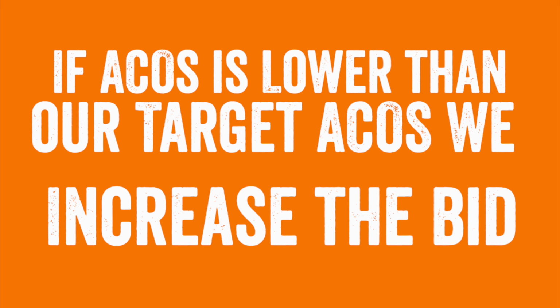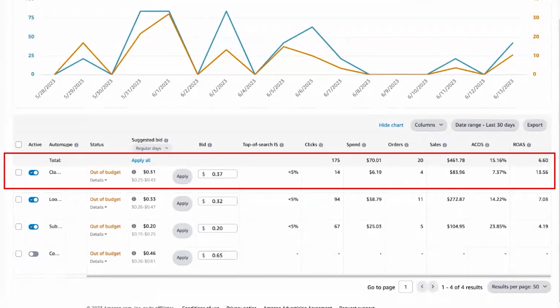So what action do we take if our ACOS is lower than our target ACOS? We want to spend more. We have more room to spend, so we can increase the bid. This one right here, right? Yep, that'd be the first one. How high would you increase it?